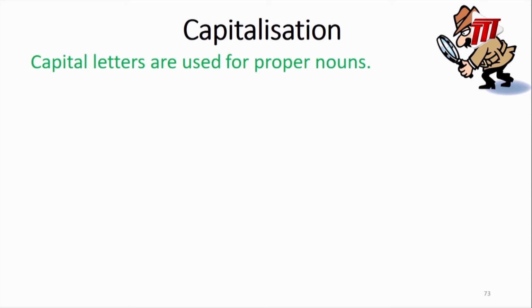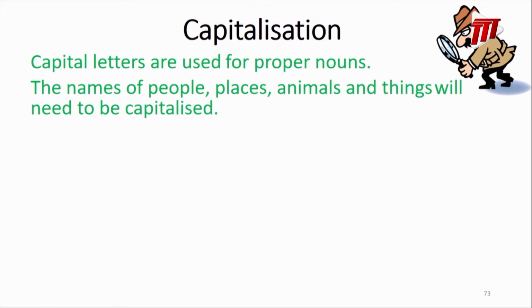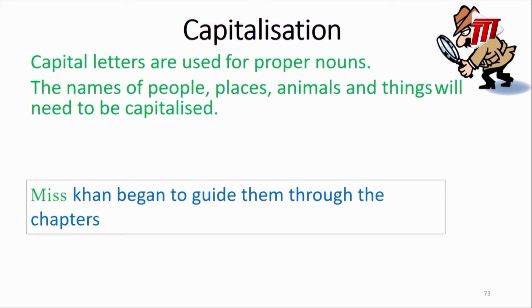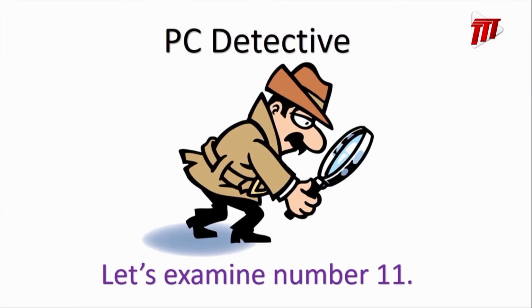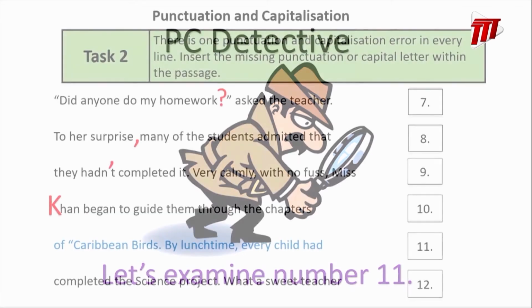Let's remember capital letters are used for proper nouns. The names of people, places, animals, and things need to be capitalized. Miss Khan began to guide them through the chapters. In line 10, that K has to be a capital K. Yes. Let's move on to line number 11.